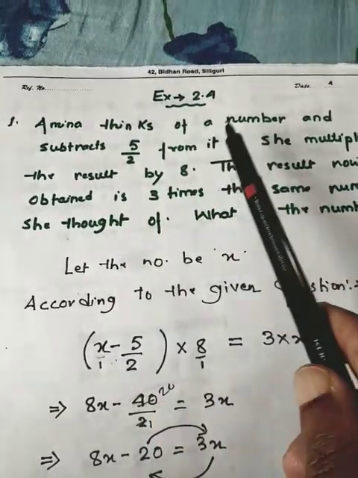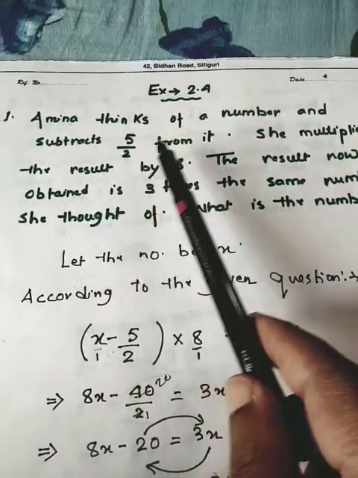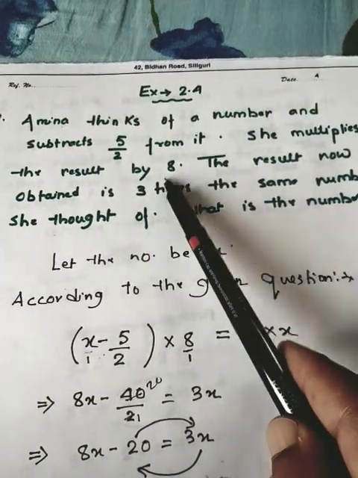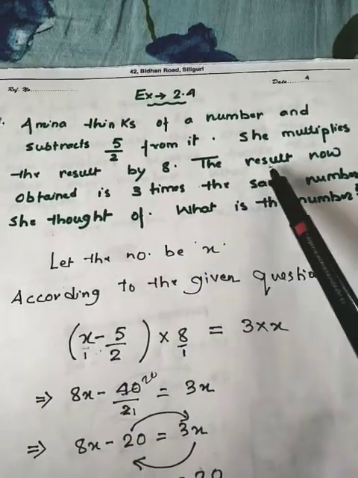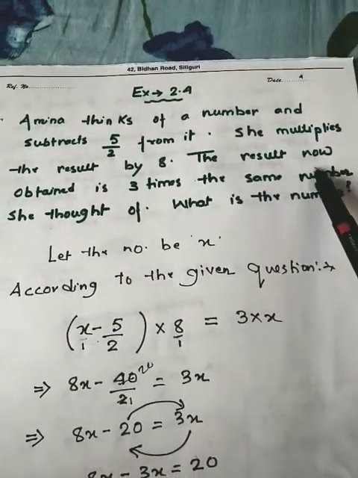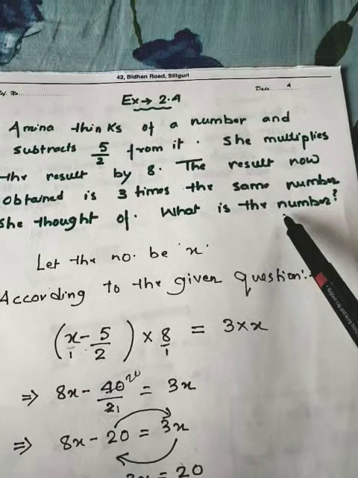Amina thinks of a number and subtracts 5 by 2 from it. She then multiplies the result by 8, and finally the result she obtains is 3 times the same number she thought of. What is the number? So we have to get the number.